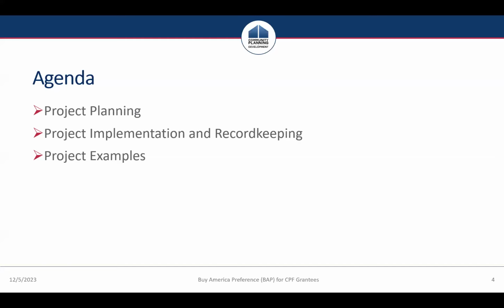In today's session, we're going to start to talk through project planning. What are the projects and the products that are covered by the regulations? Then we'll move through the implementation process. How do you think about if BAP does or does not apply to your project, and how to comply with the regulations, and then walking through a couple of project examples.